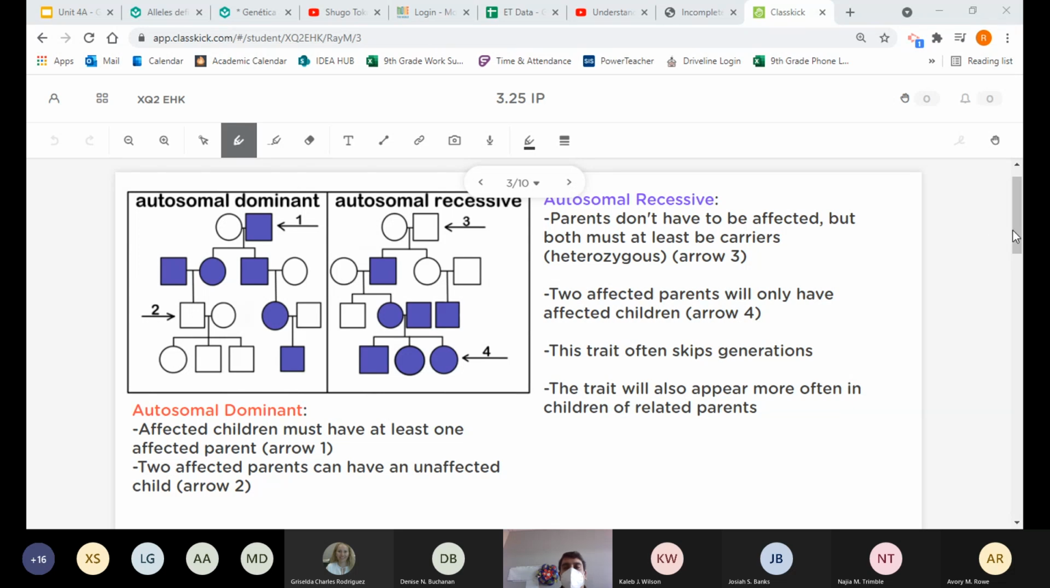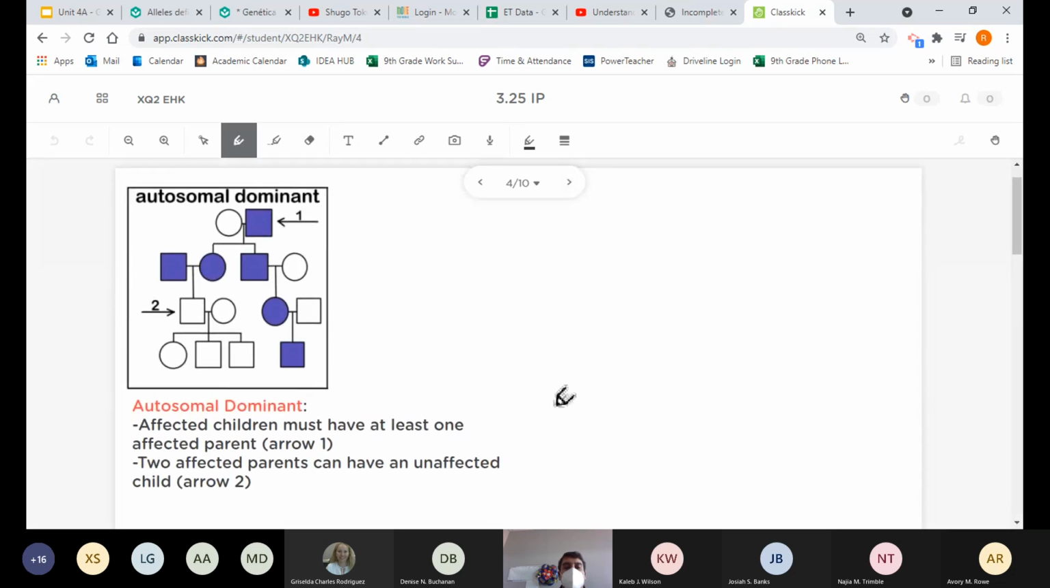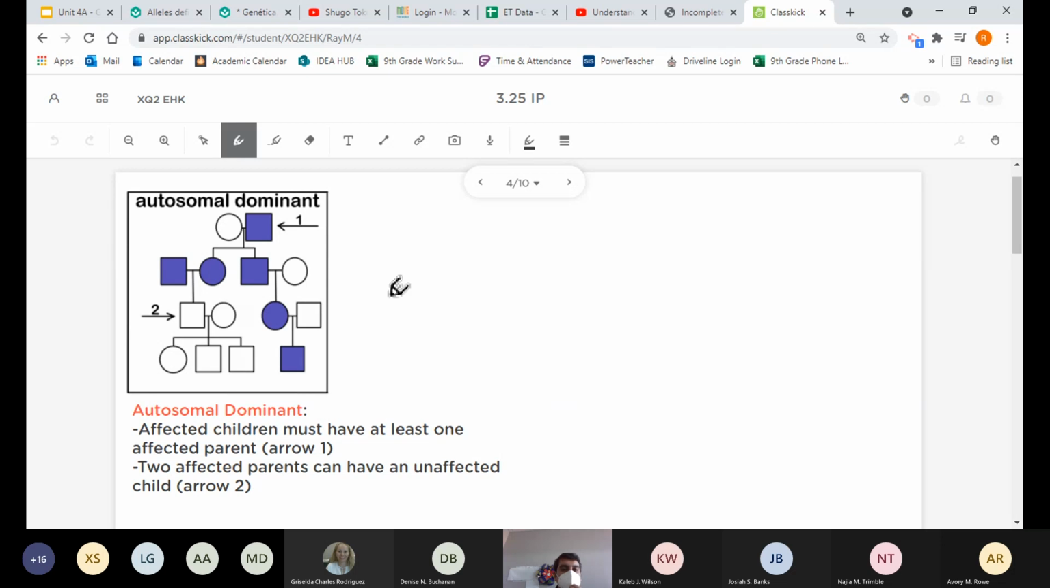All right. So that is going to be our dominant inheritance pattern characteristics. Whenever you're looking at a pedigree like that, you're going to be expecting to see affected children having at least one affected parent, and 2 affected parents can have unaffected children. So how does that work? Let's go ahead and look at it. So first thing you want to do is draw a pedigree. We'll tackle number 1 first. So number 1 says affected children must have at least one affected parent.